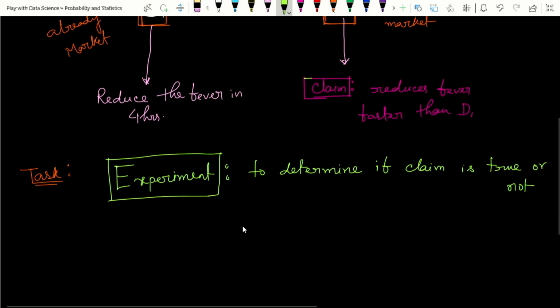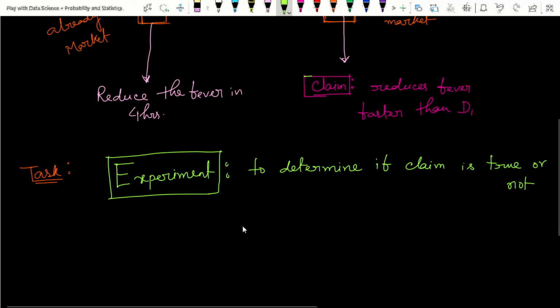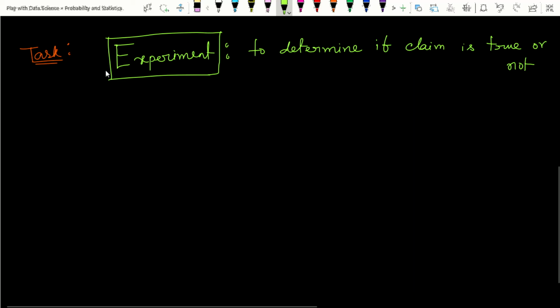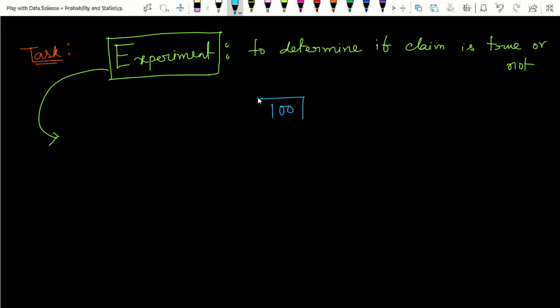For this experiment, the first thing we have to do is make a statistical setup. So first let's try to understand the experiment that we have to build here. First, we will choose 100 people to participate in the experiment.